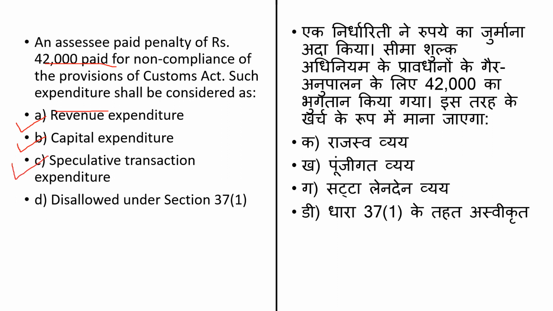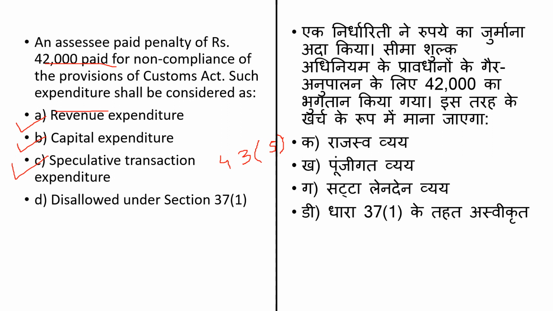Now, as per Section 43 clause 5 of the Income Tax Act, a speculative transaction is a transaction where the contract for the purchase or sale of any commodity, including stocks and shares, is periodically or ultimately settled otherwise than by the actual delivery or transfer of the commodity or the scrip. For this, the section is 43 clause 5, for the speculation transaction expenditure.